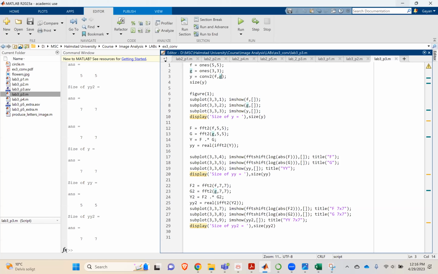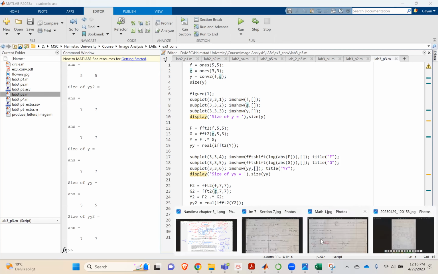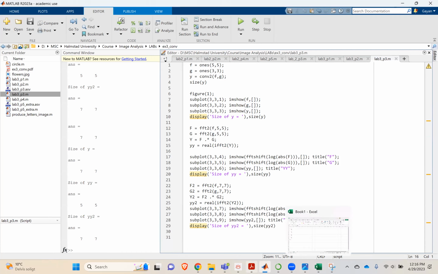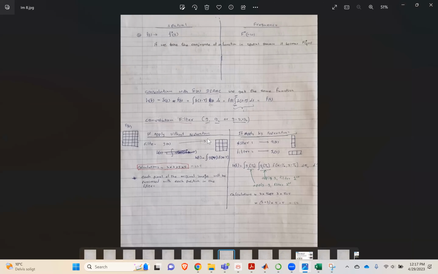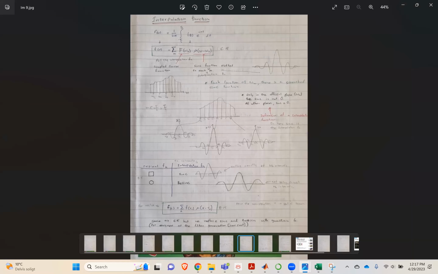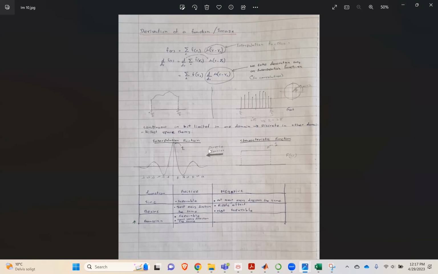Okay, let's see. Yeah, okay. So we'll go to the next one. Convolution. What about others? Is it clear? Yes, Gayan, it's clear. Okay. Yes, it's clear.